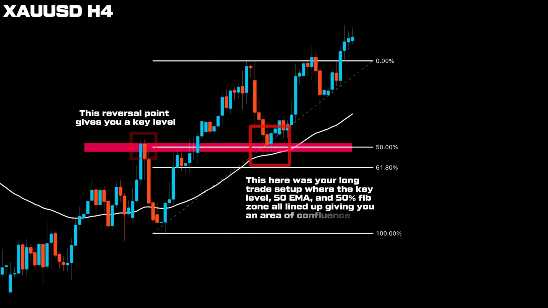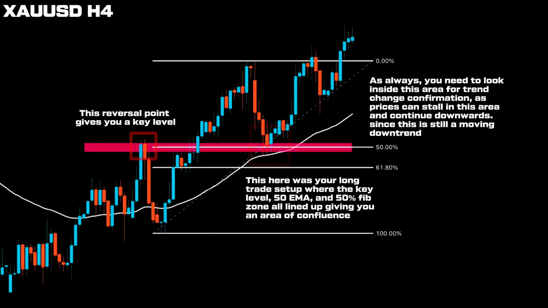This is the type of movement we want to see because strong trends rarely move in one direction forever. Instead, they often pause, retrace, and then continue higher. As the pullback develops, several technical factors begin to align. We have a previous reaction level, the 50 EMA, and an important retracement area all located within the same price zone. This creates what traders call an area of confluence.